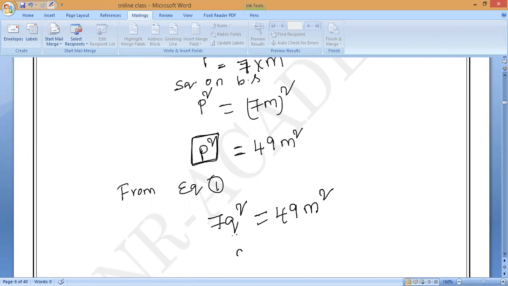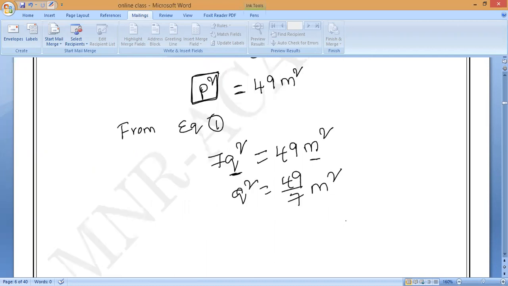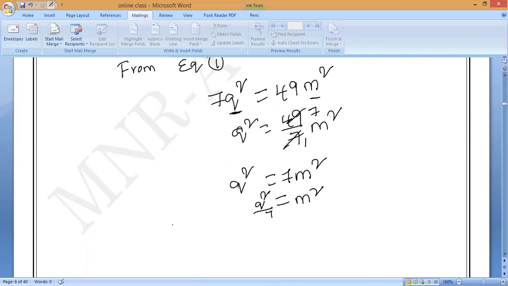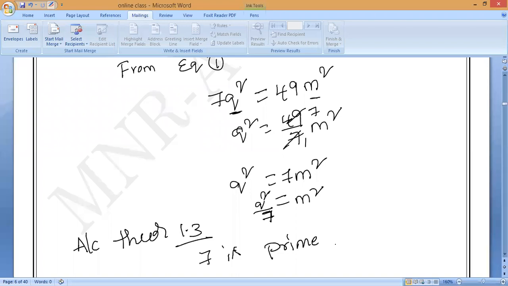Now Q square is equal to 49 by 7 M square. 49 by 7, how many times? 7 times, ma'am. So Q square is equal to 7 M square, and M square is equal to Q square by 7. Yes, 7 divides Q square. According to theorem 1.3, 7 is a prime number, it divides Q square, ma'am. Yes, 7 is the prime number.